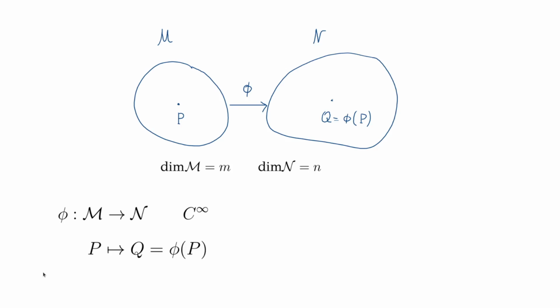Let's also consider another differential manifold M and the map between M and N, which we call phi. The map phi maps M onto N. The dimension of M and the dimension of N need not be the same. We also assume that this map is infinitely differentiable.